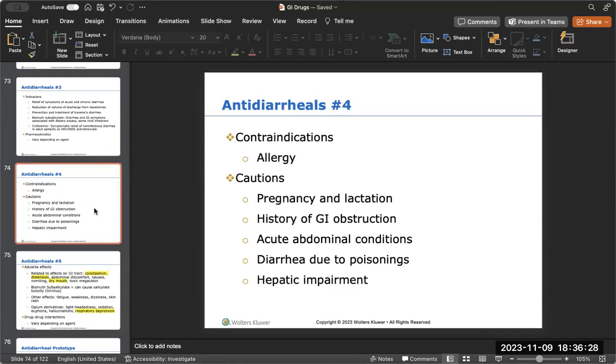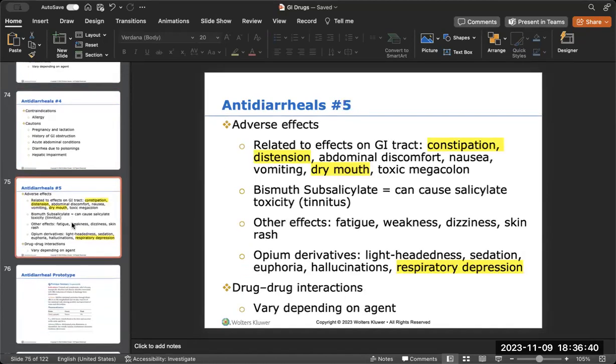Contraindications: allergies, pregnancy, history of GI obstruction. I feel like this just repeats endlessly. So you will know the contraindications and precautions of all the drugs because everything just repeats.